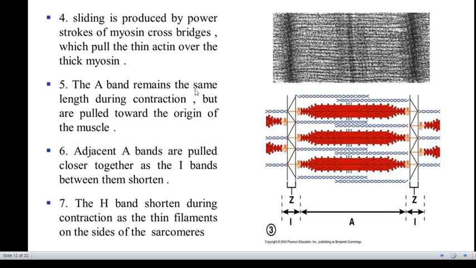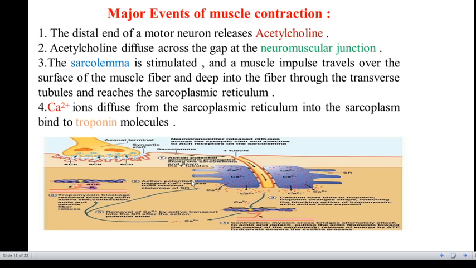The A band remains the same length during the contraction but is pulled toward the origin of the muscle. Adjacent A bands are pulled close together, and the I band between them becomes shorter. The H band shortens during the contraction as thin filaments slide in from each side of the sarcomere. It is a major event of muscle contraction.